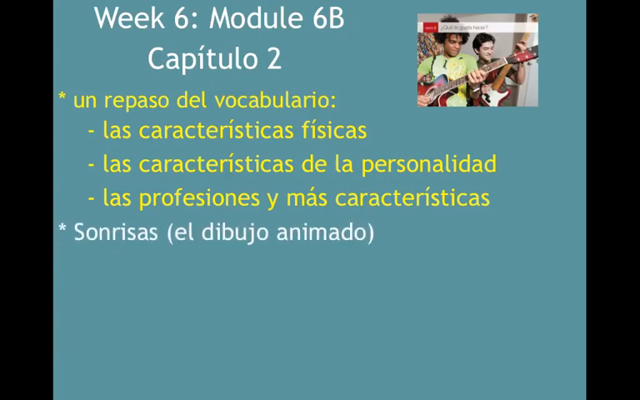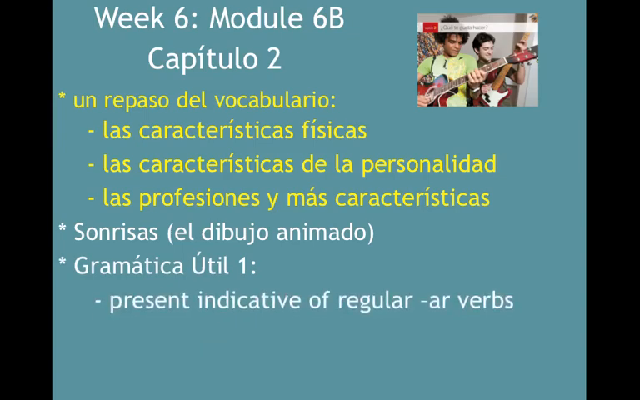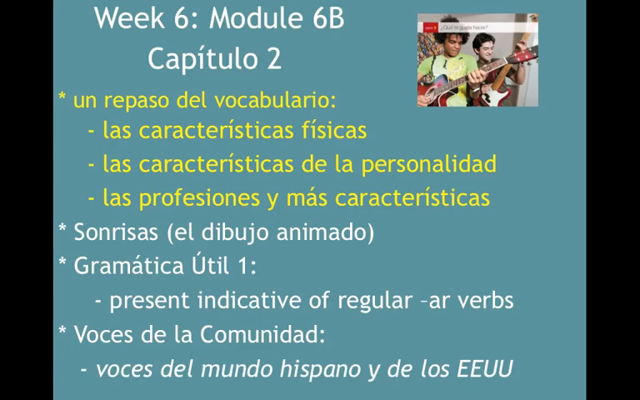Our materia nueva, we'll take a look at sonrisas, el dibujo animado, the cartoon in capítulo 2. We're going to get into our first gramática, gramática útil número 1, the present indicative of regular AR verbs. So we'll be talking about what you do right now. In these early chapters in the book, we talk about present activities. We don't talk about the past, the future, just present tense verbs. And we'll continue with voces de la comunidad, voces del mundo hispano y de los Estados Unidos. So voices of our Spanish-speaking world.